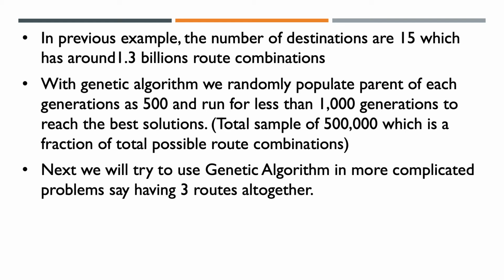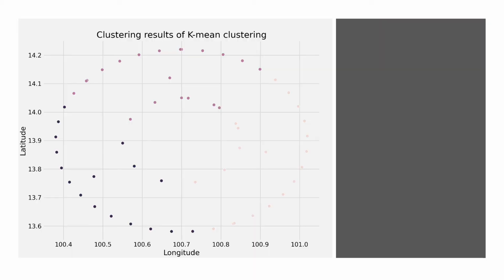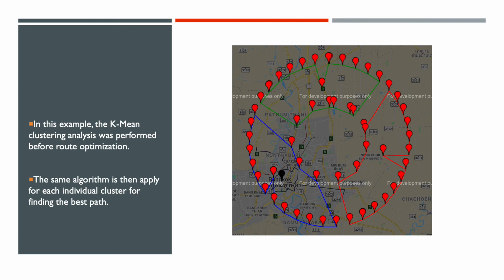Next, we will try to use the genetic algorithm in a more complicated problem. Let's say we have 3 routes altogether. The total destinations, or nodes, are 54 in this example, which implies the size of the population of possible paths would be 54 factorial, or 2.3e71. The random variable space is incredible, but the genetic algorithm with a population size of around 5,000 and 800 iterations of generations is sufficient to find an optimal solution, which is incredible.